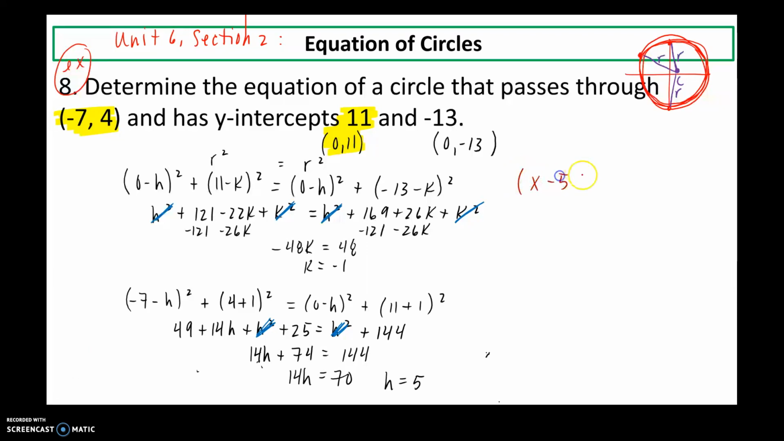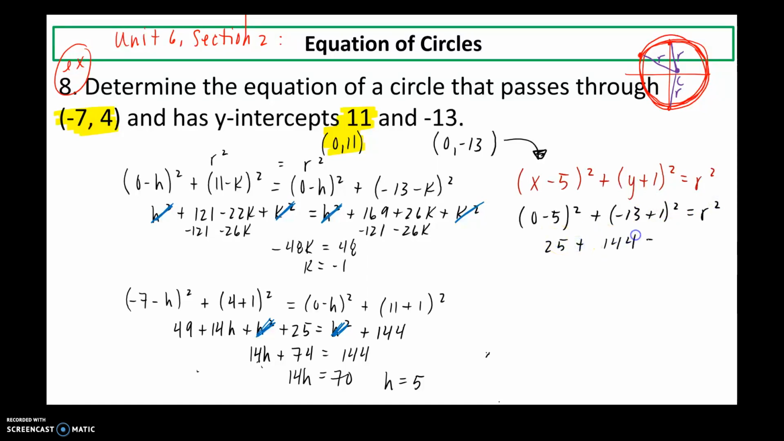X minus h quantity squared plus y minus k quantity squared equals r squared. So the last thing that we have to do is find the value of r squared. We have 3 ordered pairs here. It doesn't matter which one we plug in, either one will give me the right answer. So now I'll take this point. So I have x minus 5 squared, negative 13 plus 1 squared equals r squared. 25 plus 144 is equal to r squared.